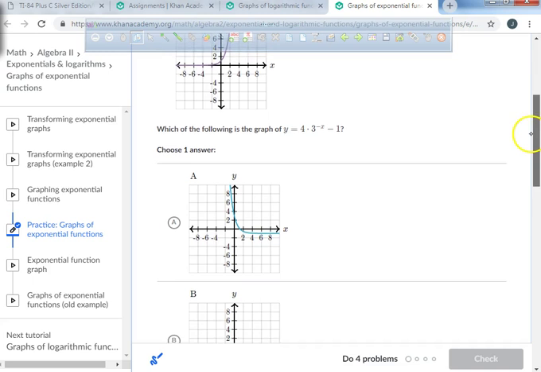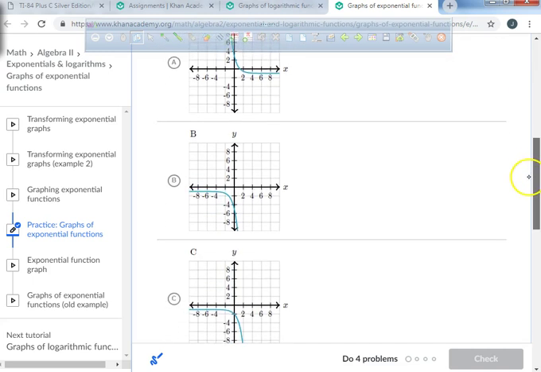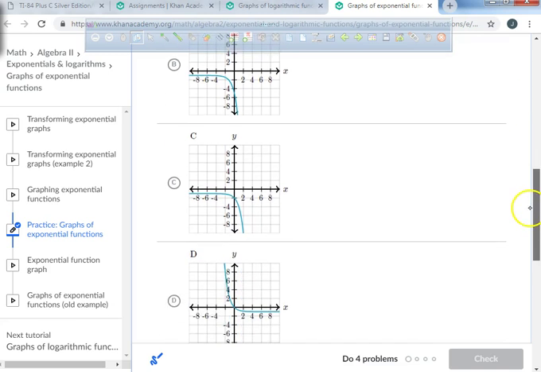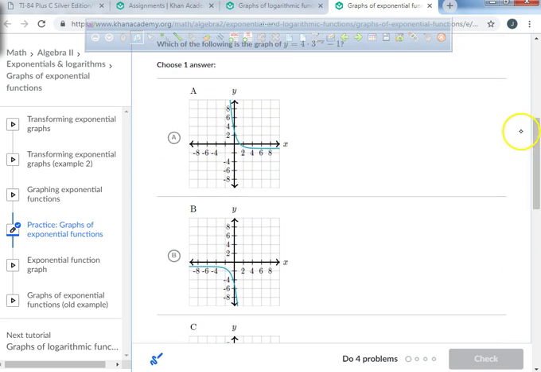Ooh, A is looking very promising. B is definitely not it. C is definitely not it. And D also looks kind of promising. But where is that point located? Right there. 0, 0. Where is ours located at?